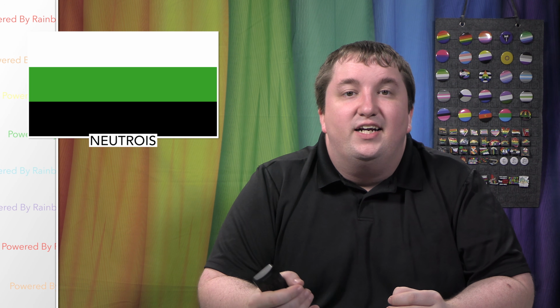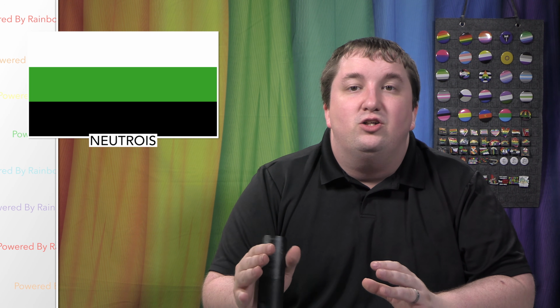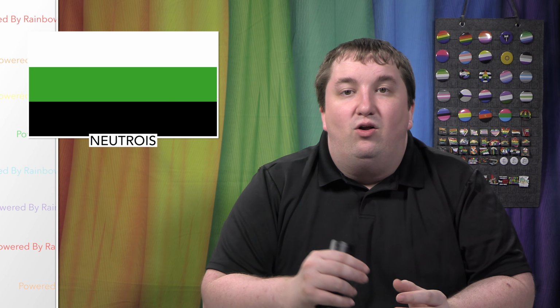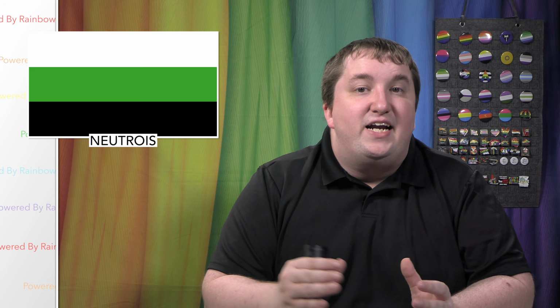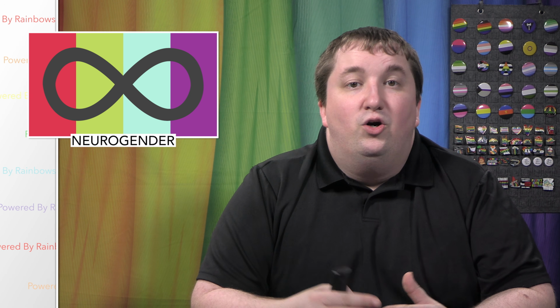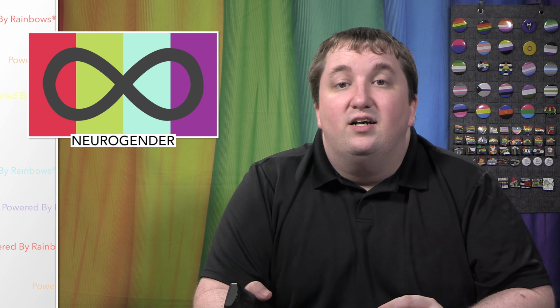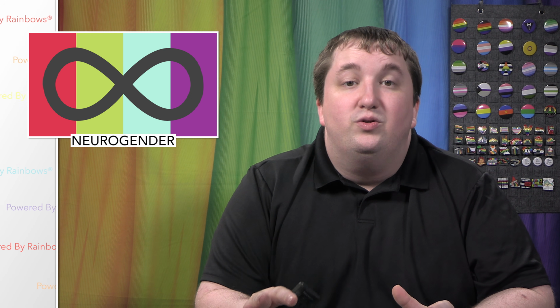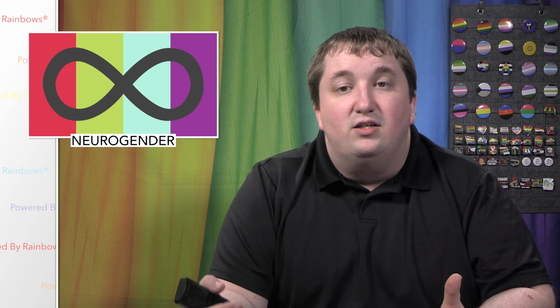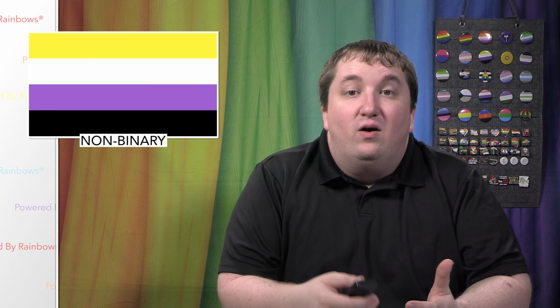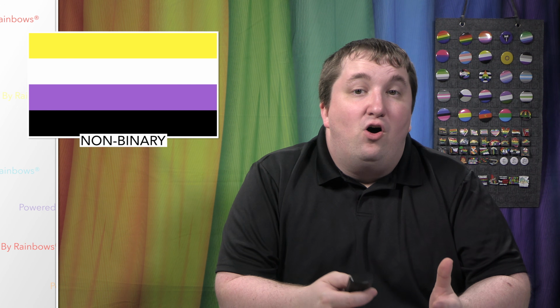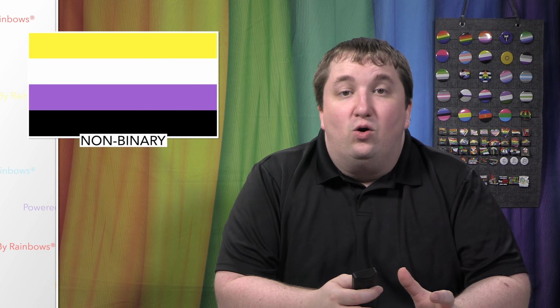Neutrois is a gender identity describing individuals who experience their gender as neutral, neither male or female or a third gender, and may seek to have a neutral appearance. Neurogender refers to someone whose gender identity is influenced or connected to their neurodivergence, such as autism or ADHD. Non-binary is for those whose gender identity does not fall into either male or female categories.